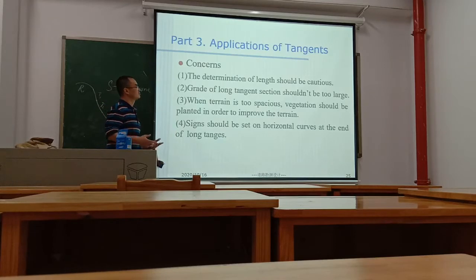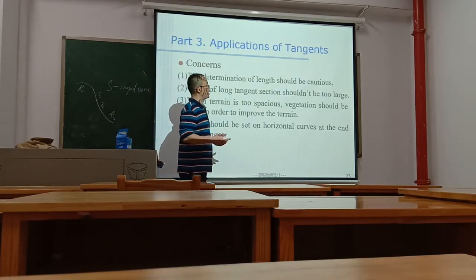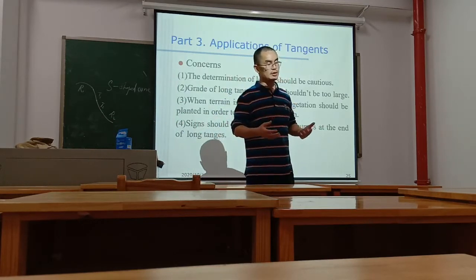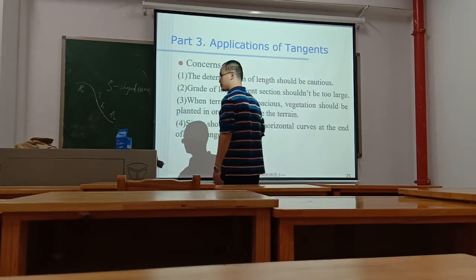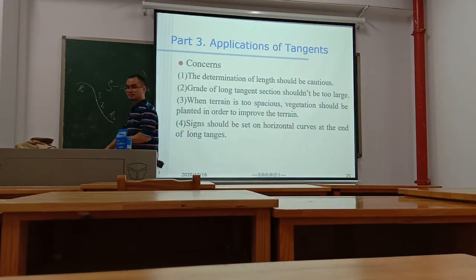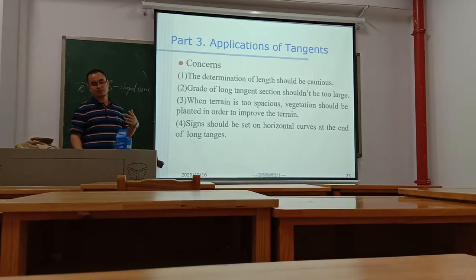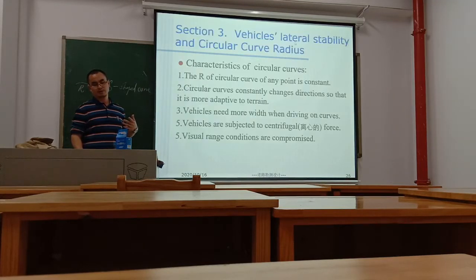The above content is about straight lines or tangents. The next lesson will study section 3, the vehicle's lateral stability and the circular curve radius.